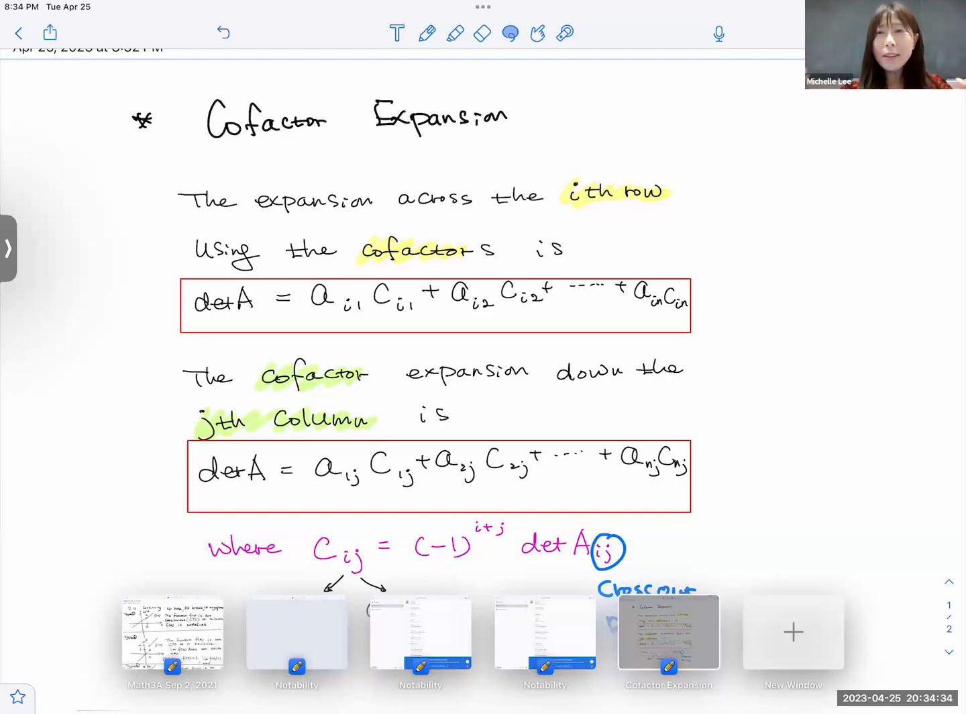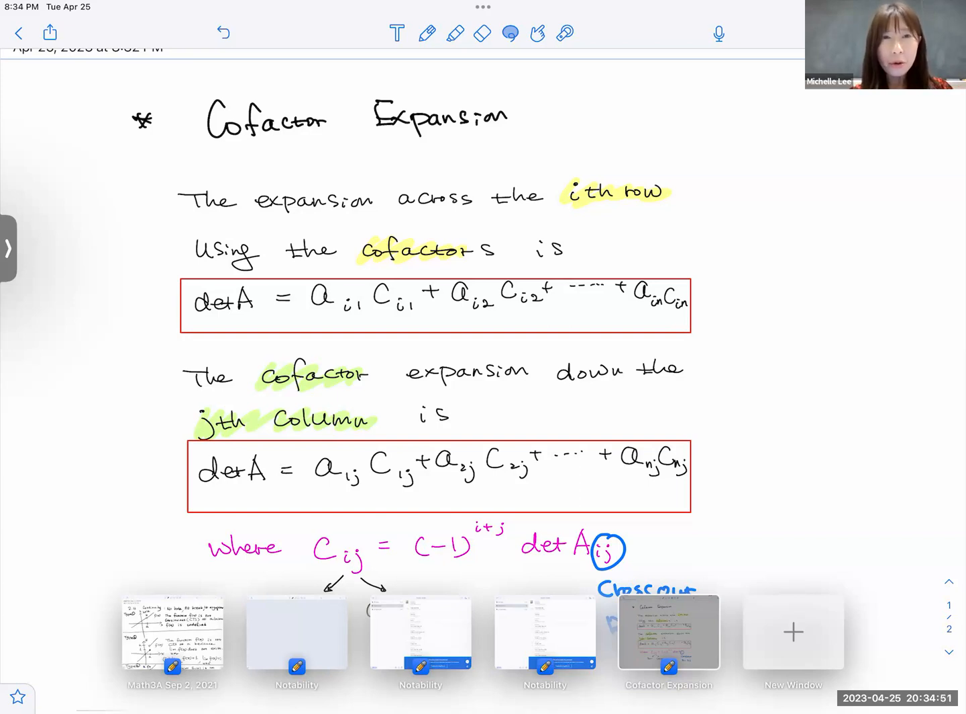Hello, everyone. I'd like to talk about cofactor expansion today. This is one of the methods for finding the determinant. So let's start. For cofactor expansion, we have the rule here.